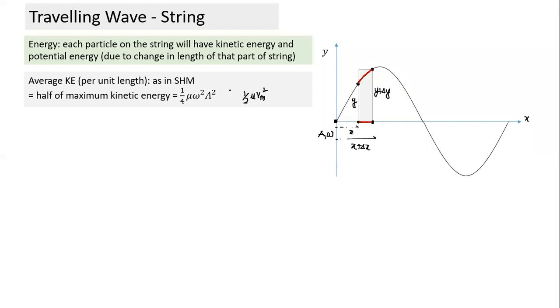When you're taking per unit length, what is the mass per unit length? If I take unit length, the mass is equal to mu, which is mass per unit length. So this is an expression, a very easy expression to remember. This is the average kinetic energy per unit length in the case of a string which is oscillating due to a traveling wave.